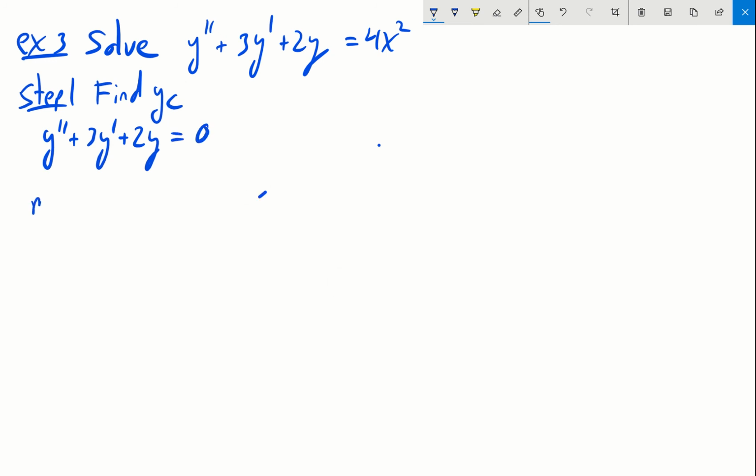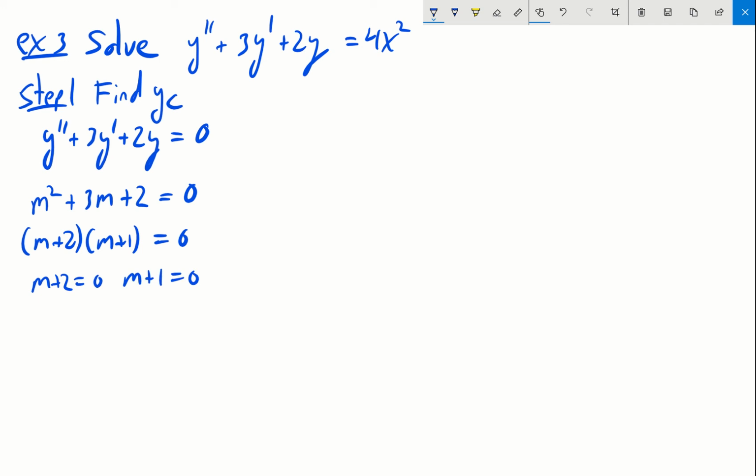The auxiliary equation for this would be m squared plus 3m plus 2 equals 0. That auxiliary equation factors as m plus 2 times m plus 1 equals 0. Set each factor equal to 0, and we get m equals negative 2 and m equals negative 1. Therefore, the complementary solution is going to be c1 e to the negative 2x plus c2 e to the negative x. So that's step 1.